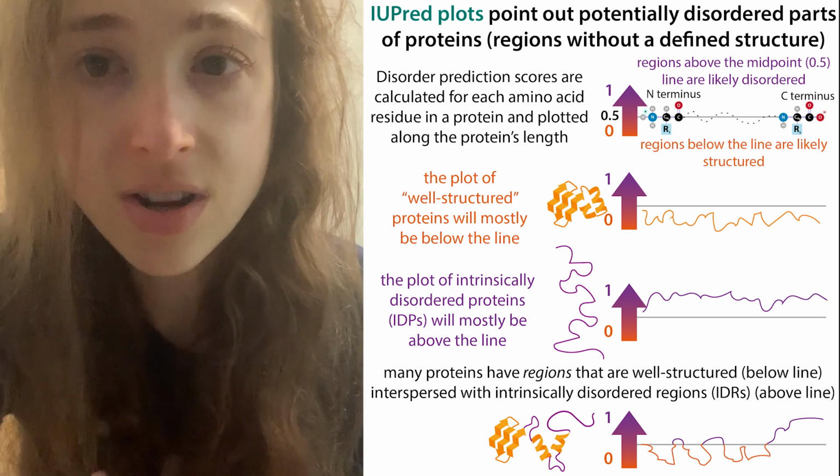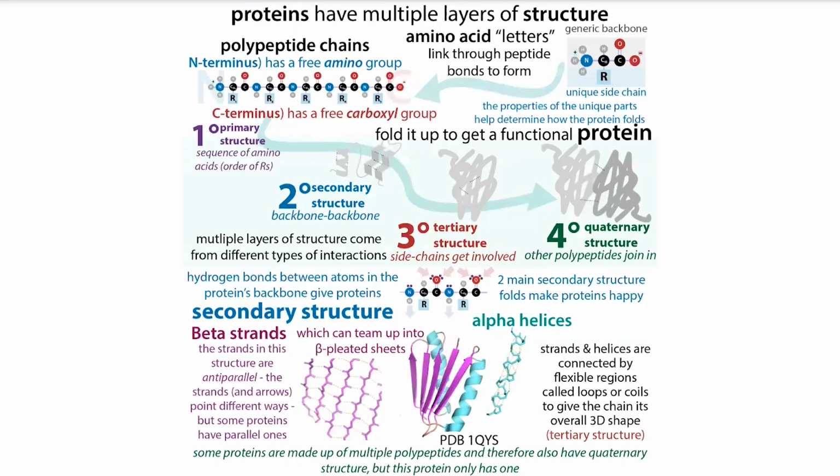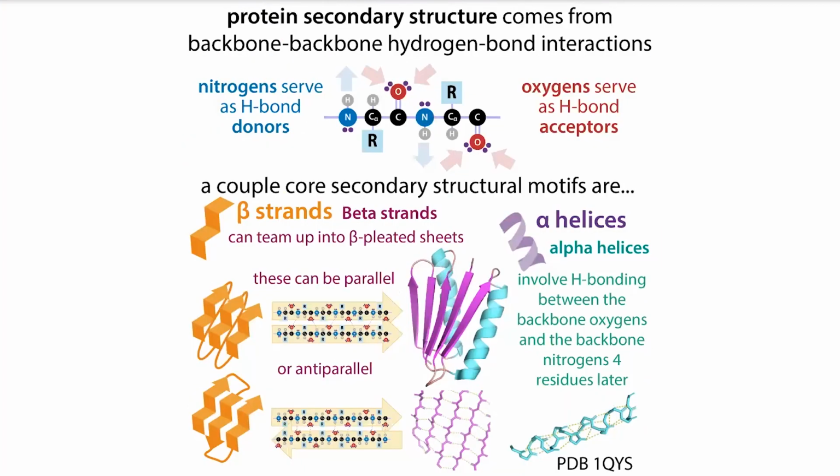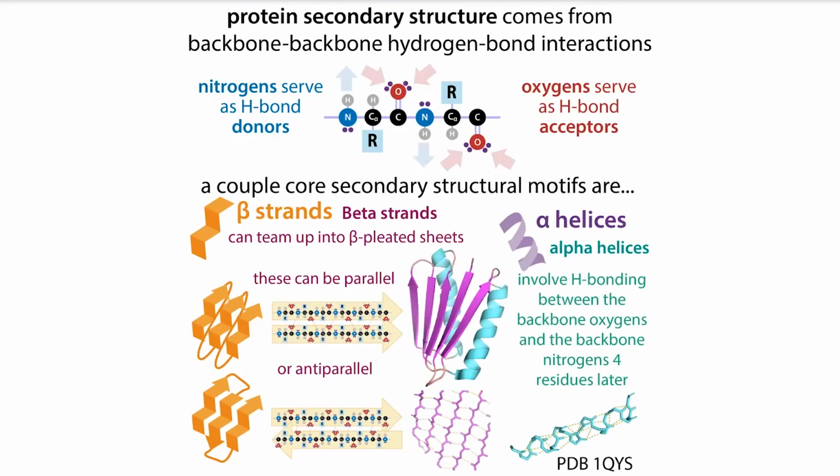So let's talk more about IDRs and IDR prediction and how to interpret one of those IUPred plots. You can think about proteins as having these beautiful folded up shapes with things like alpha-helixes and beta-strands that can team up into these beta-pleated sheets, these accordion-like structures. And a lot of proteins are like this, or at least they're like this over most of the protein's length. But there are also proteins that are almost entirely disordered. And even those really nice structured proteins might have regions of disorder, say in between those helices and those strands.